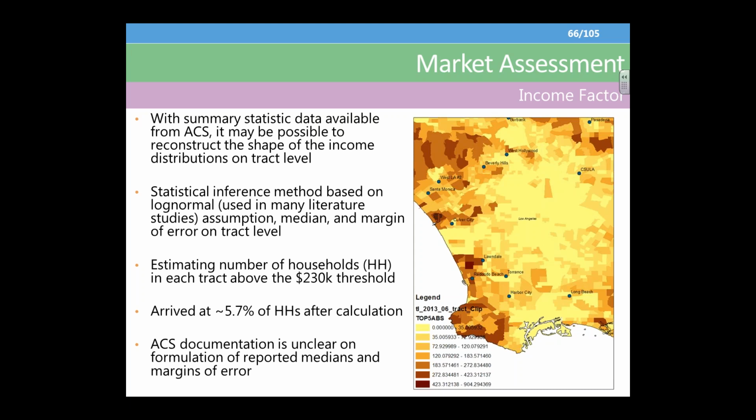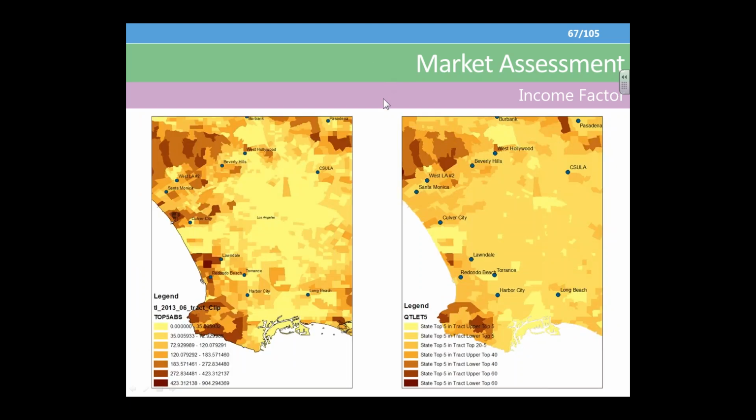It was pretty good, but there's still some unknowns here. The ACS documentation is a little unclear on the formulation of their reported medians and how they arrive at the margin of error. And also, 5.7% is still about 20% higher than you want it to be. So we decided to look into this a little bit further. These are the two side by side. You can see that there are some spatial differences between these two methods.